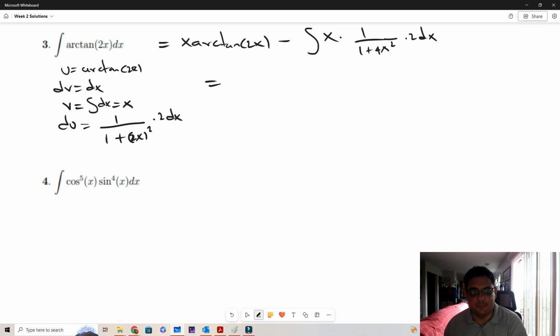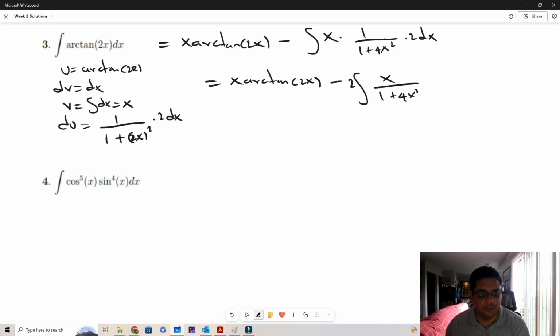So now this is a much easier integral to manage, and you can see that very likely we're going to be able to use a substitution rule. Notice on the top we can pull out the 2 here, and we're going to have x over 1 plus 4x squared dx. So if we're thinking of substitution for this one, the clear candidate is u equals 1 plus 4x squared, and so the du will be 8x.